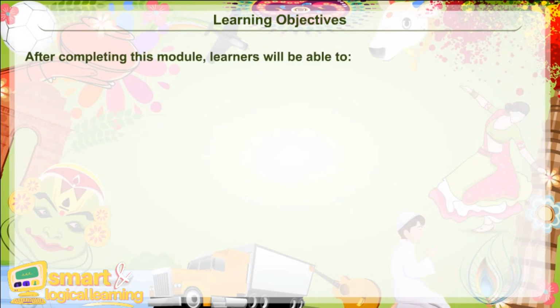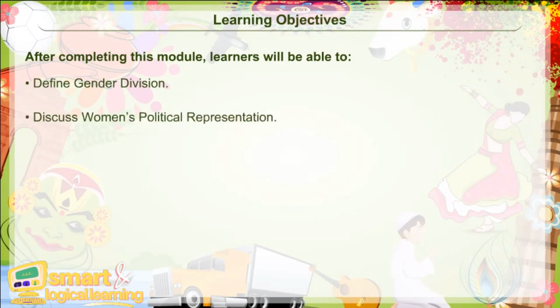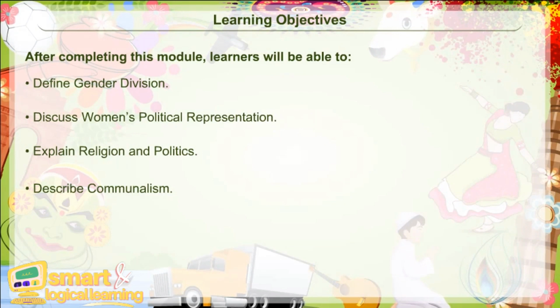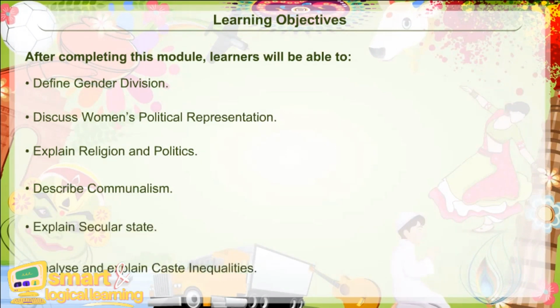Learning objectives. After completing this module, learners will be able to define gender division, discuss women's political representation, explain religion and politics, describe communalism, explain secular state, analyze and explain caste inequalities.